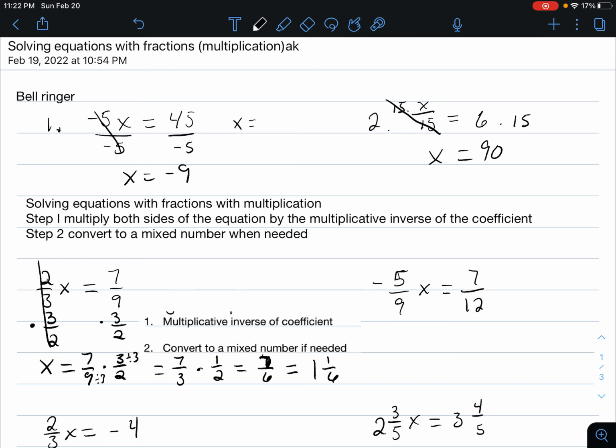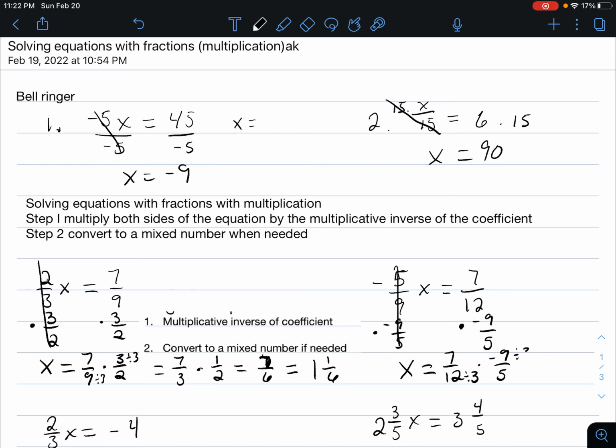Okay, next one, so same steps. Multiplicative inverse of the coefficient, and that's going to be applied to both sides of the equation. So negative 9/5. And you're going to times this side by negative 9/5. Okay, these cancel out, leaving you with x, which is equal to 7/12 times negative 9/5.